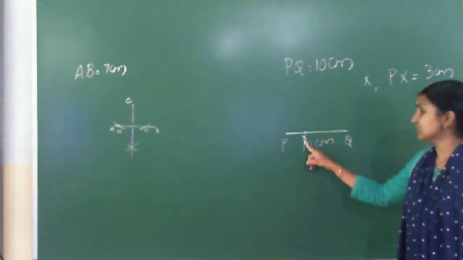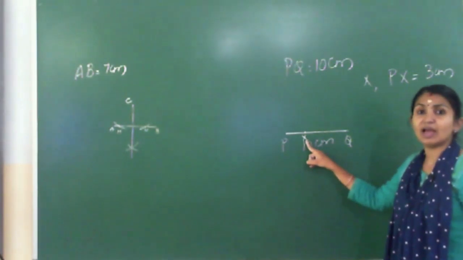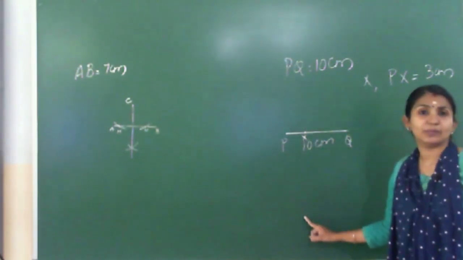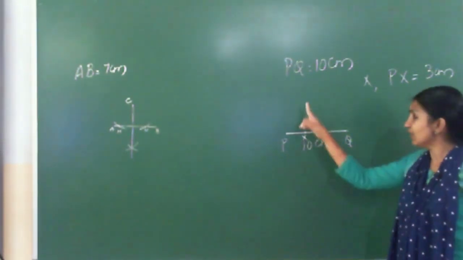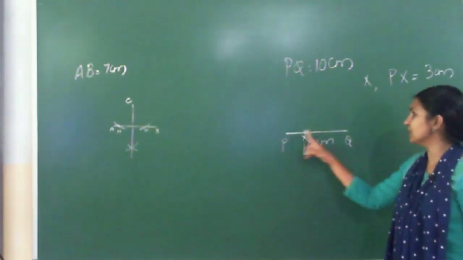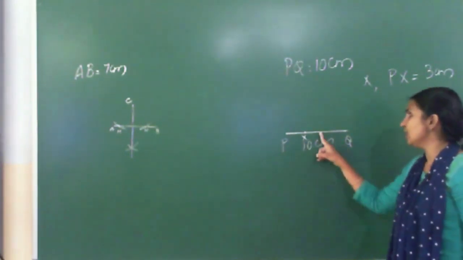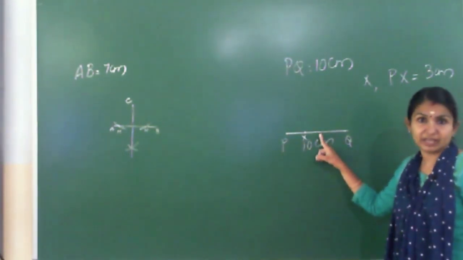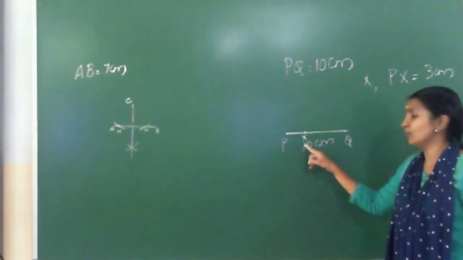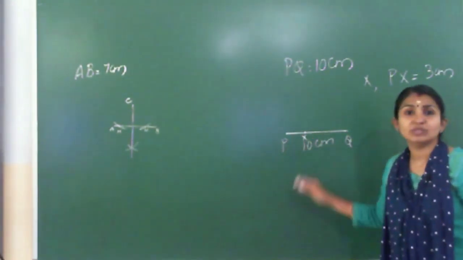Now with X as the center, we have to draw a perpendicular line. When we are drawing it, it may not be a bisector. Bisector would mean it would be 5 centimeter away from P. So now we are moving towards how we can draw a perpendicular line through this X.